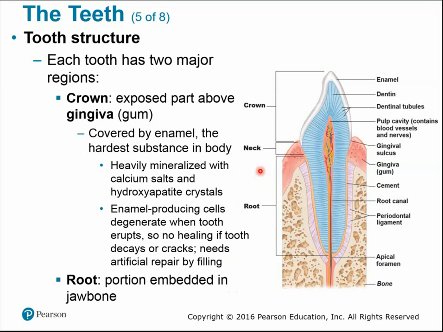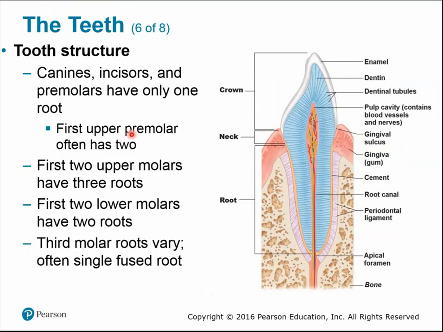And then the root is just the embedded portion that's in the jawbone. Generally, canines and incisors, being smaller, narrower teeth, will only have one root. And then when we get to the molars, some of the larger or broader teeth, they can have 2 to 3 roots.